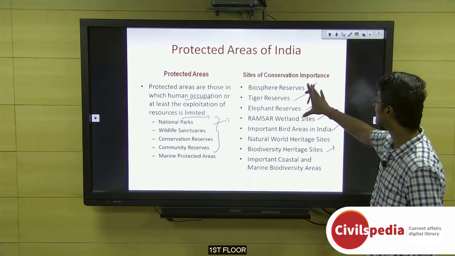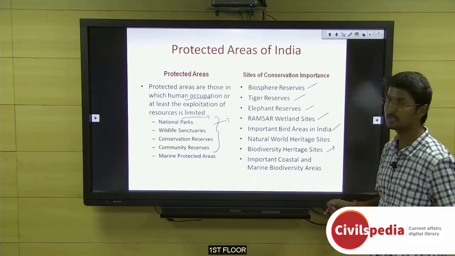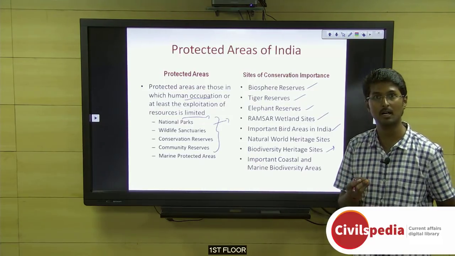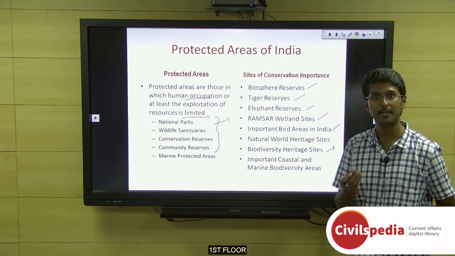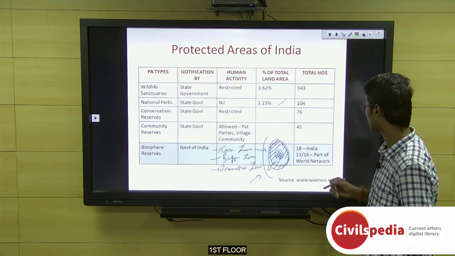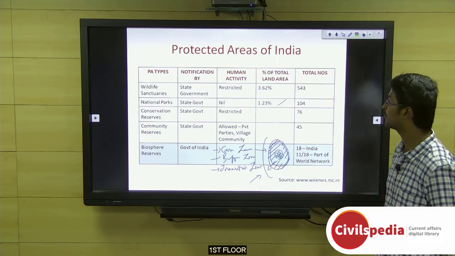So the conservation reserves, the tiger reserves, and elephant reserves all form a part of the sites of conservation importance. There are also some sites which are classified on the basis of cultural significance. Please have an idea about them. The source is the Wildlife Institute of India. You can just have a look at the website.